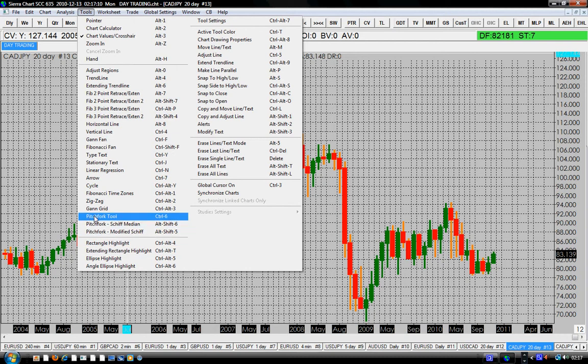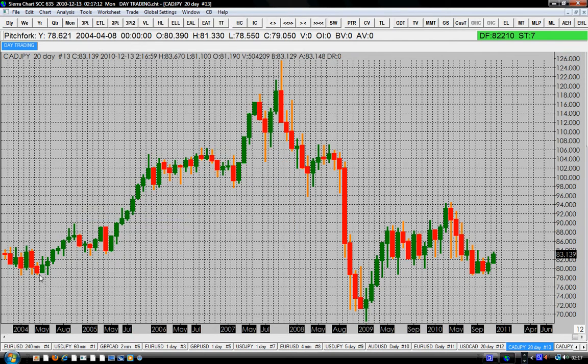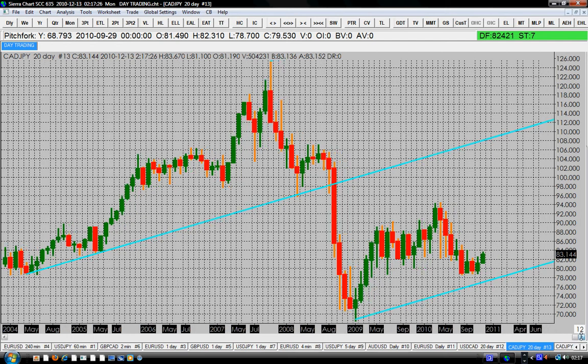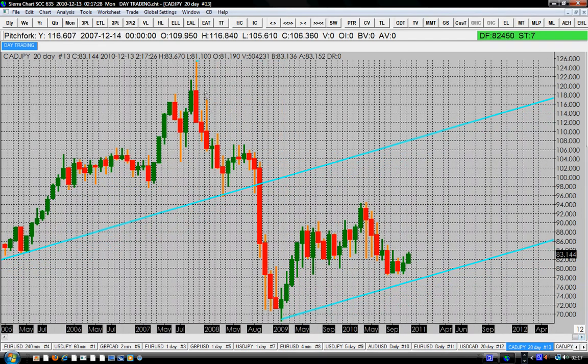I'll take my pitchfork tool to draw the median line of this movement from here, all the way down here. The middle line is this line here, and it's going there. As you can see on this chart here, the price went down below the median line and came all the way down to this level here, and the price started going up. As you can see here, it started going up.